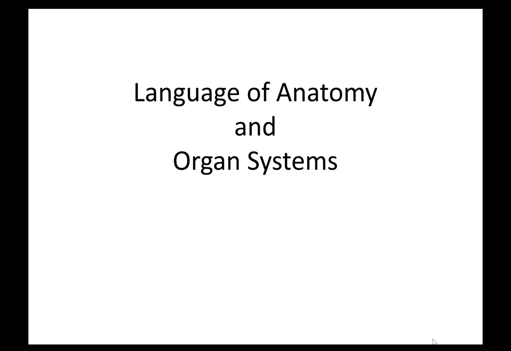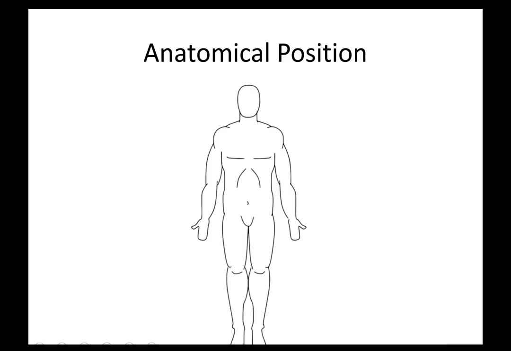Okay, so Lab 1, the language of anatomy and the organ systems. So we've kind of touched on this in lecture already with Chapter 1, but for lab, it's a bit different because for lab, you're going to have to know what you're looking at. Because in lab, it's anatomical. If I show you a picture of something, you need to tell me what I'm pointing to.